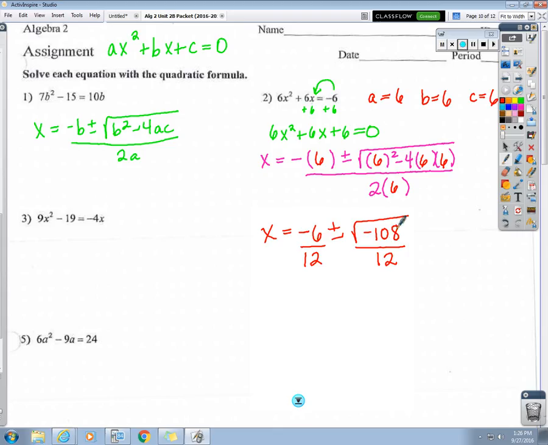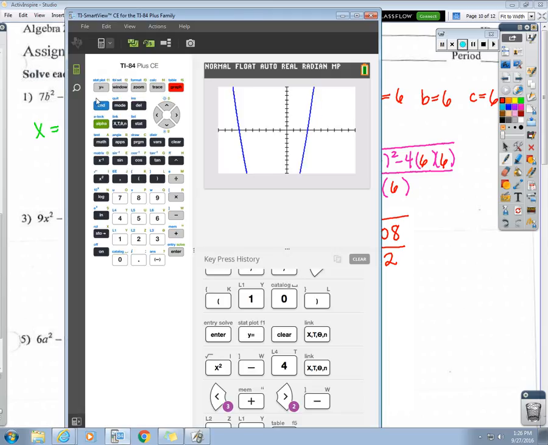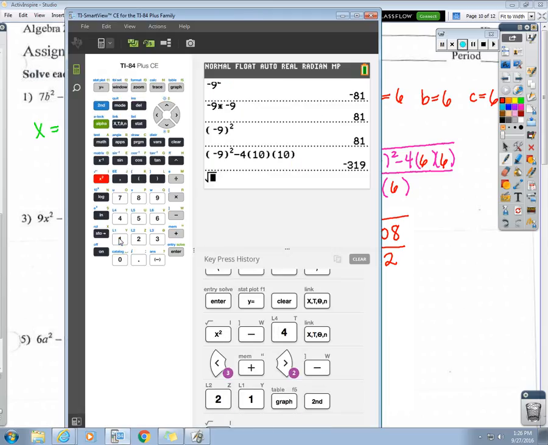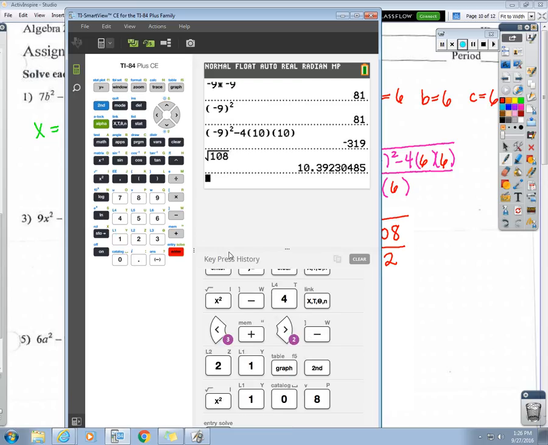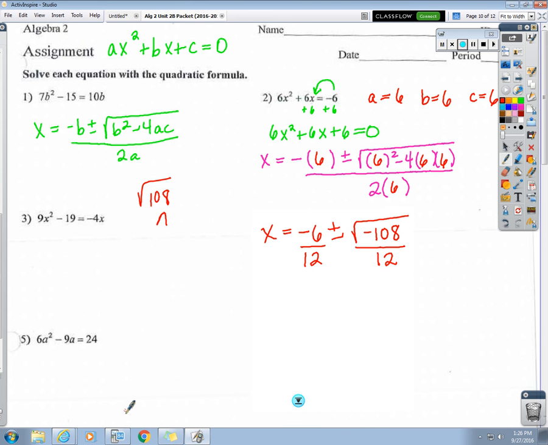Okay. Can the square root of 108 be simplified as a radical? Is it a perfect square? How do you know if it's a perfect square or not? Well, you type it in. If I type in the square root of 108, it does not give me a whole number. That means it's not a perfect square. So I need to try to think of numbers that multiply to 108.